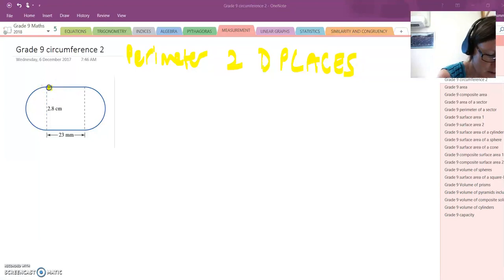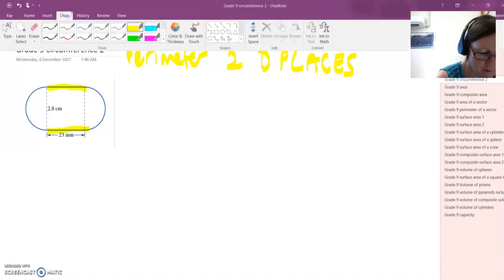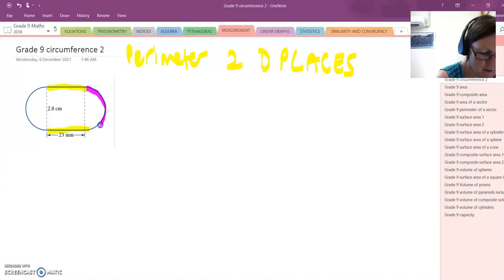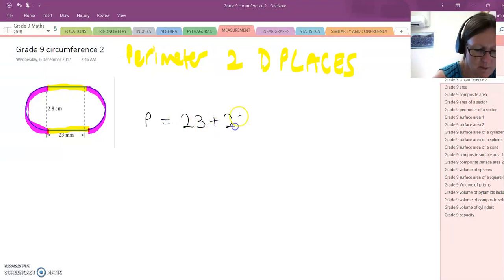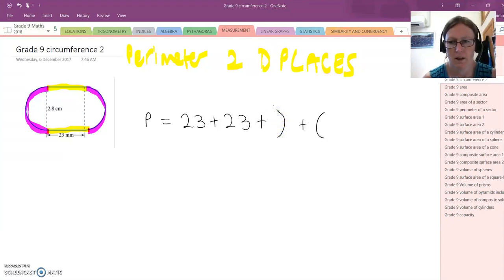So I need to get the length of there, get the length of that, but I also need to add that length and that length. If I add all those lengths, that's the total distance around the outside. Let's look at the 2 yellow bits. The 2 yellow bits are 23 millimeters. So my perimeter is 23 plus 23 plus, if you like, that curly bit plus the other pink curly bit. If I add all those up, I get the distance around the outside.